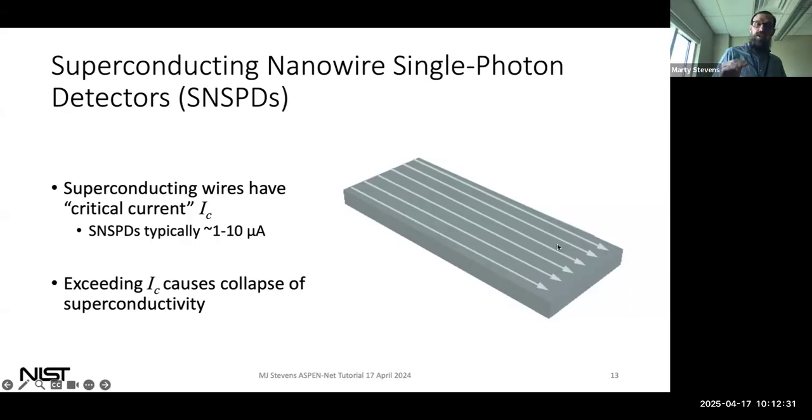So we hold it at a very low temperature, and then we run a bias current through this thing. And the superconducting wires have a critical current in which if you exceed that critical current, it's no longer superconducting. It's just like a critical temperature. If you exceed critical temperature, it turns into a normal resistive metal.